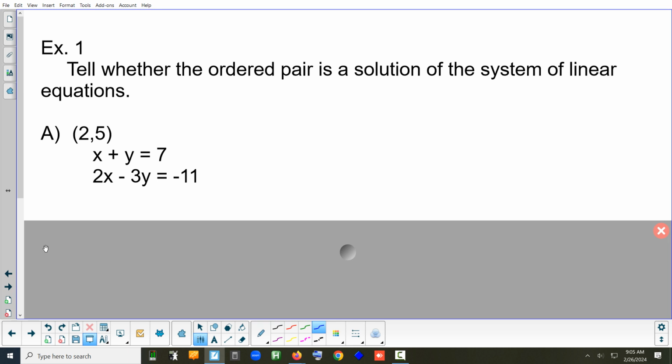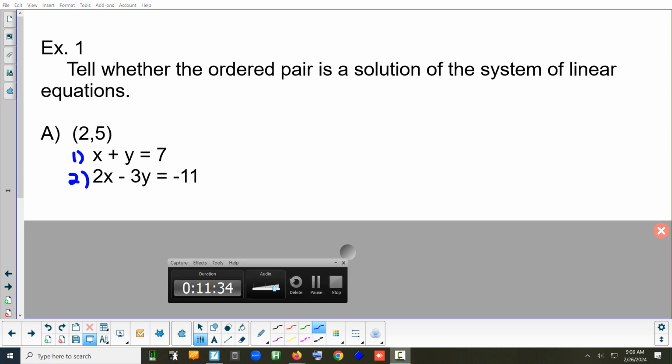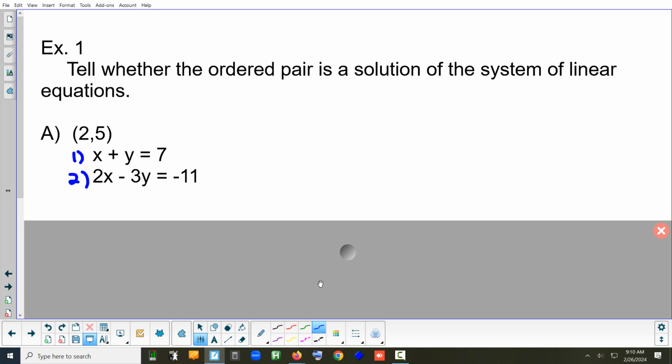Okay, so you're going to fill in 2 for x, 5 for y, and check it in both equations. We'll call this equation 1 and equation 2. Take a minute and see if you can figure out if 2, 5 works in both of the equations. If it does, then 2, 5 is a solution. If it doesn't, then 2, 5 is not a solution. If it's not a solution, you don't have to find what the solution is. I haven't shown you how to do that yet. You just have to write yes or no. Okay, so let's take a look at it.